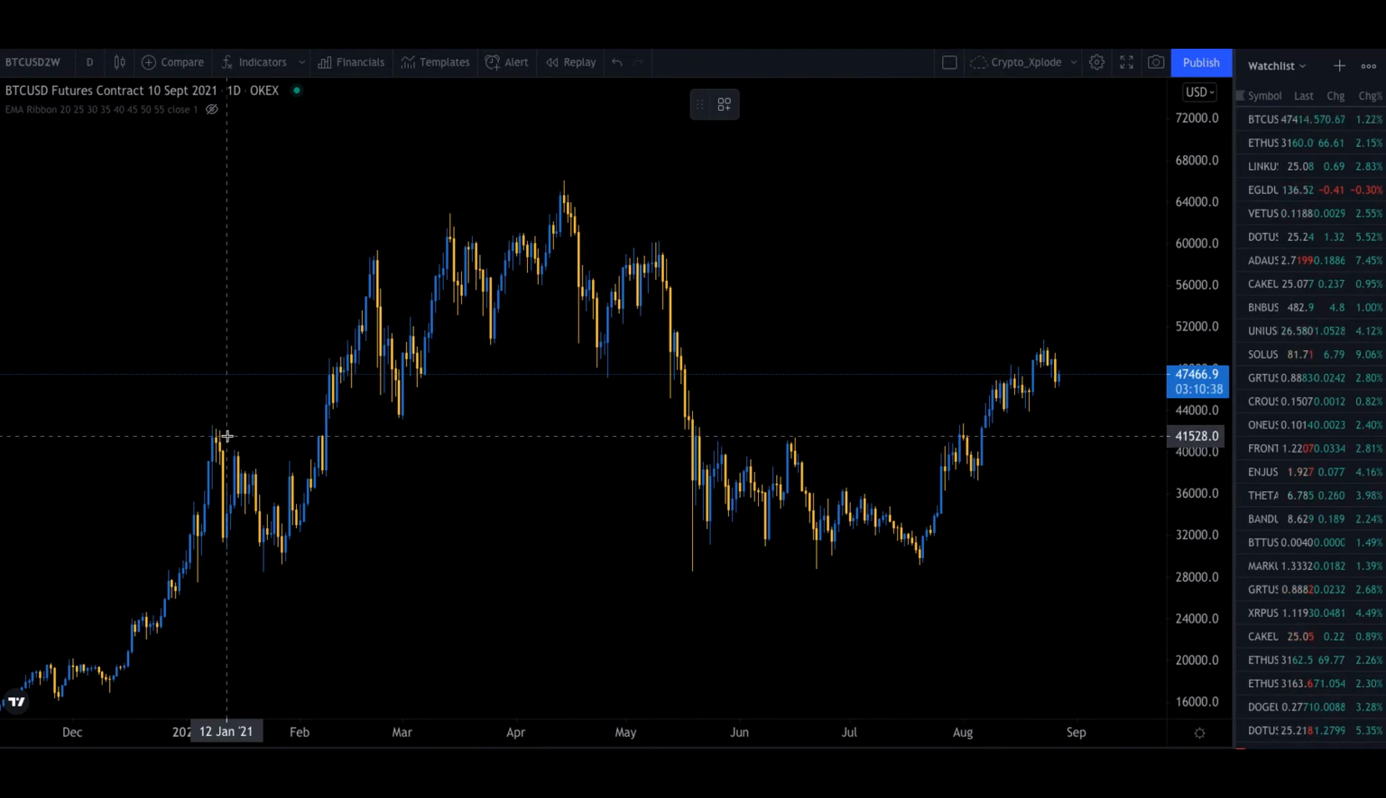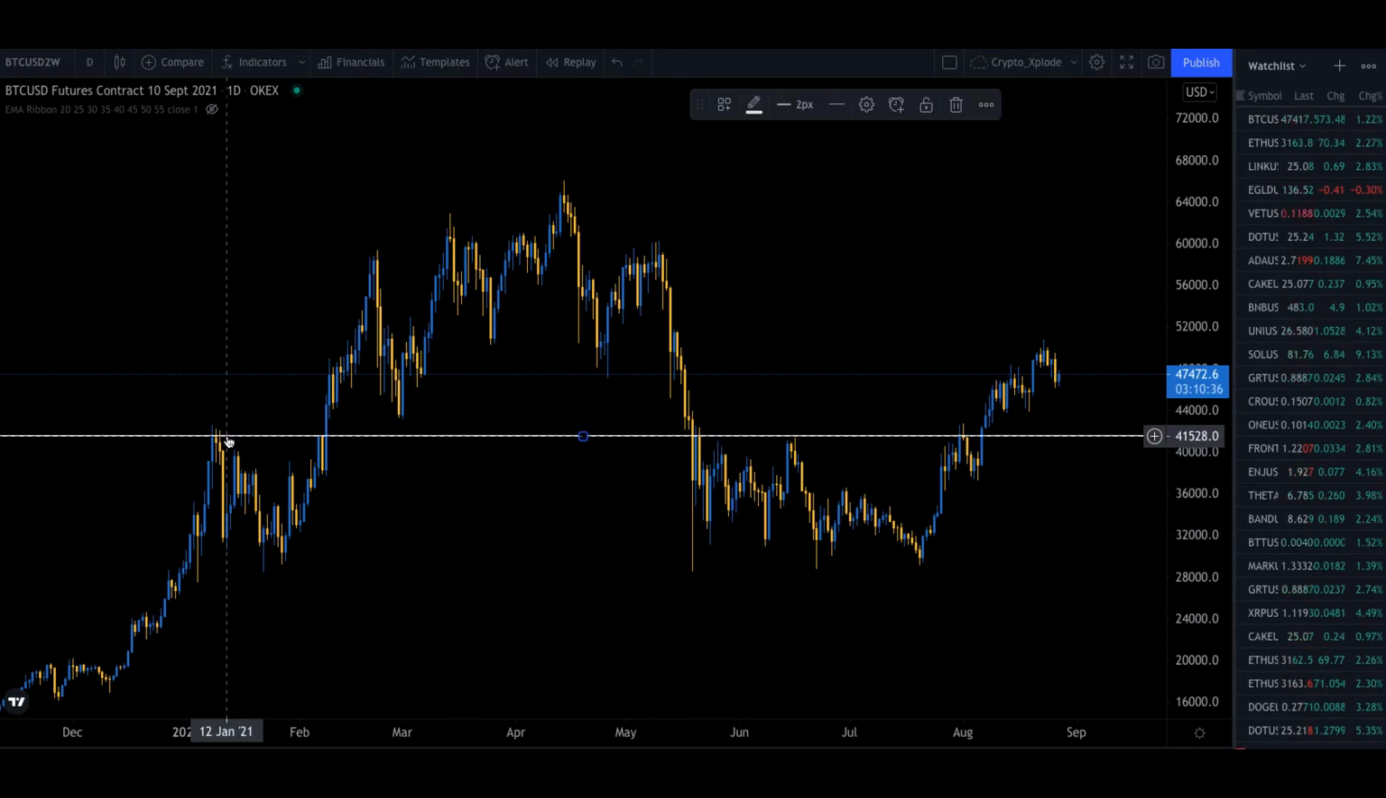It is this level right here at 41K. You can see clearly that once the price reached it multiple times, it bounced back. This is the daily candle, 8th of January, 9th of January, 10th of January. And what happened then? A very huge price drop. You can see how strong this level is, 41K.